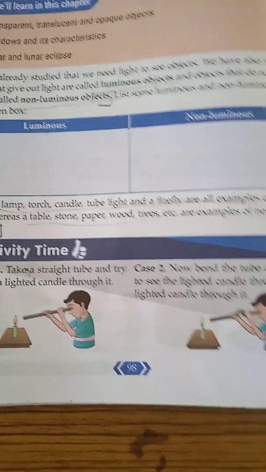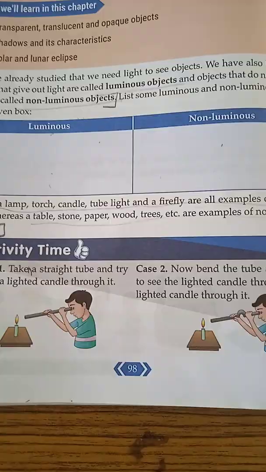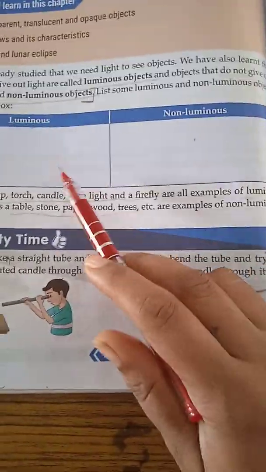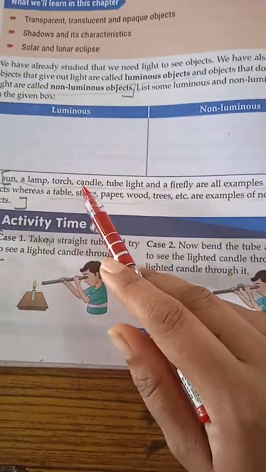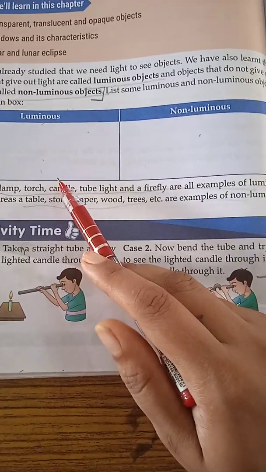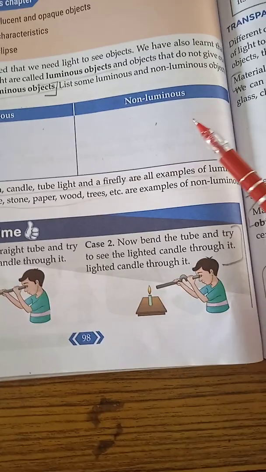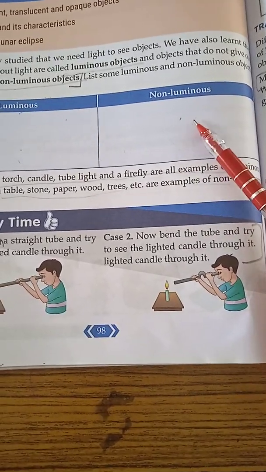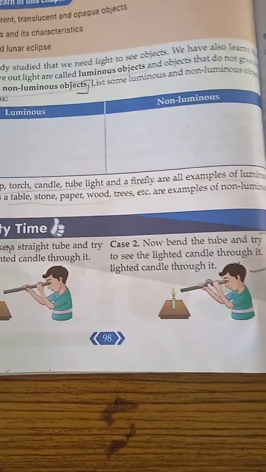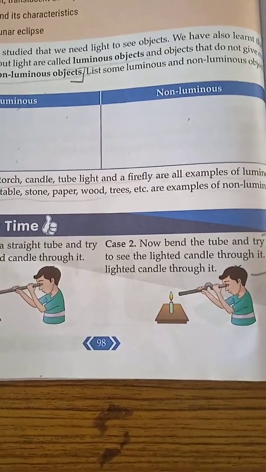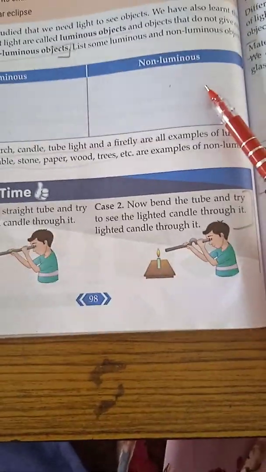Now children, what you are supposed to do, you can see there are two columns. Here you are supposed to write the names of a few objects that are luminous, that give out light, and in this other blank you will write the names of the objects that do not give light, non-luminous objects. That will be your homework for today.